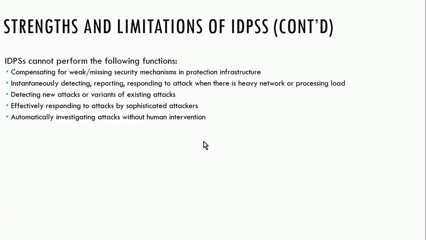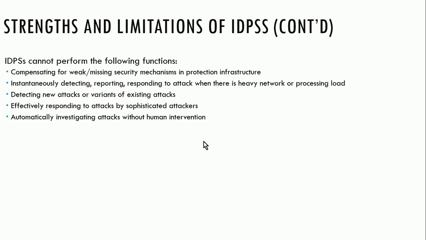What they cannot perform well: weak or missing security mechanisms. So if your firewall is not configured properly, it's not really going to do much for you. So that base has to be in place. Instantaneously detecting, reporting, and responding to an act when there's heavy network or processing load. And that's certainly one of the strategies that some attackers will use. They'll try to overwhelm those systems and try to sort of distract them while they're trying to do whatever it is they're trying to do.